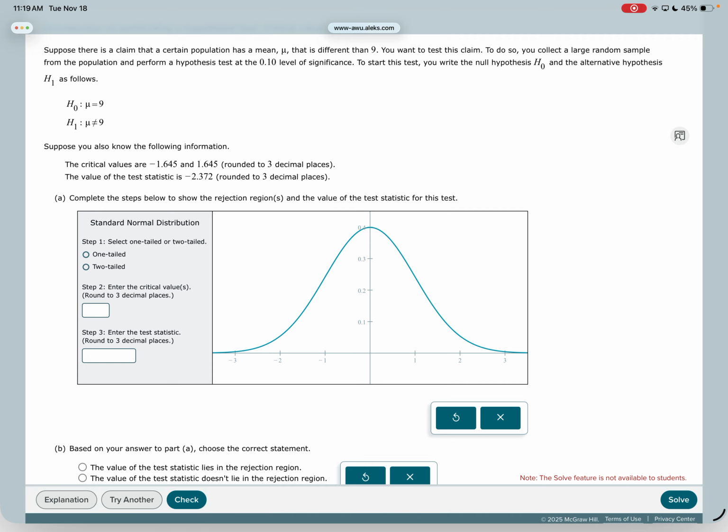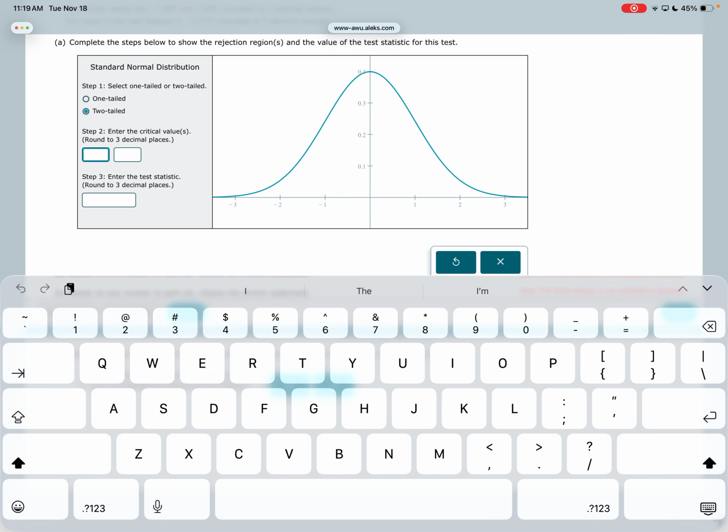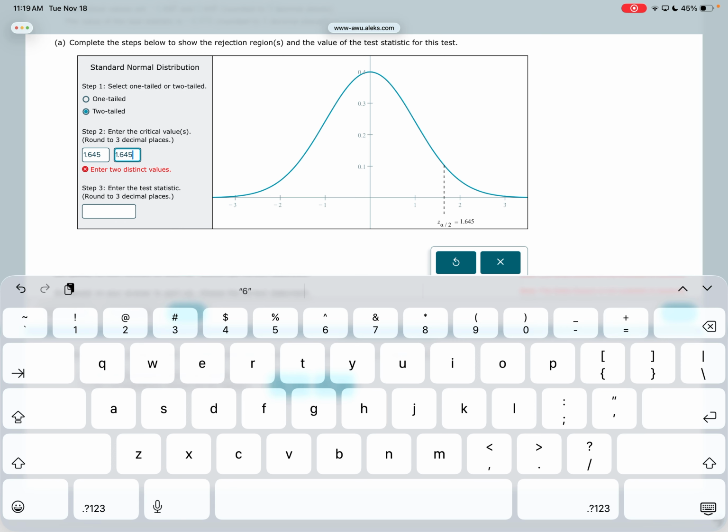We are doing a two-tail test. Now, I got 1.64, and it says 645, right? This is the thing with the two-tail: everything is symmetric. So if the right side is 1.645, then the left side is going to be negative 1.645. Basically, we found 5% to the right, so 5% to the left is just the negative. Does that make sense?